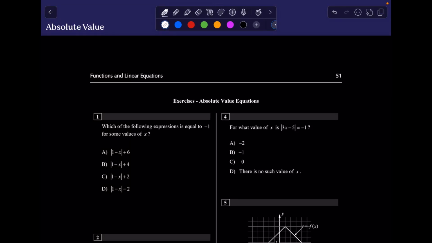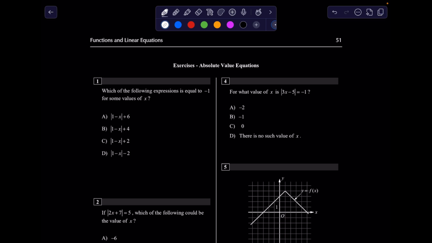So today we're going to work on some absolute value equation exercises. So let's get started with number one. So number one, which of the following expressions is equal to -1 for some values of x?